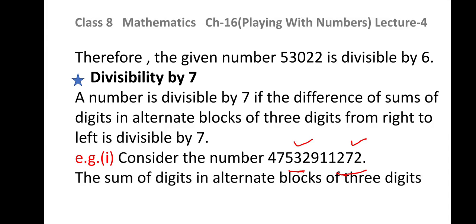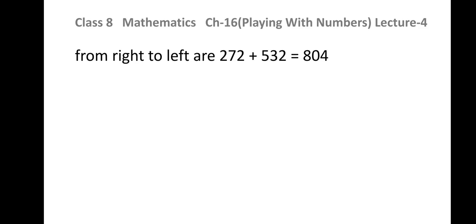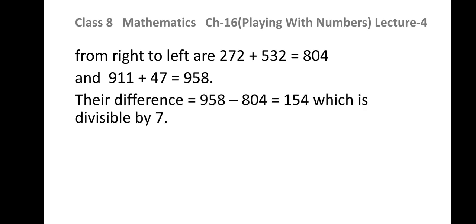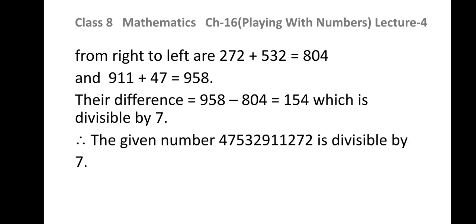So, how will you proceed? The sum of the digits in alternate blocks of 3 digits. Alternate blocks of 3 digits I have taken. So, it will be 272 plus 532. Total will be 804. And then 911 and 47. These were left. These I have not ticked. So, you are supposed to subtract now 958 and 804. If the difference is divisible by 7, then you can say the number is divisible by 7. Their difference is 958 minus 804. It is equal to 154, which is divisible by 7. So, the given number is divisible by 7.